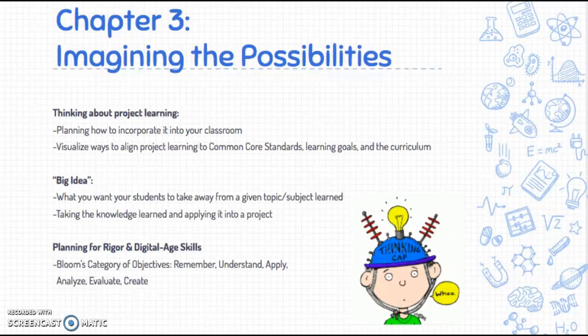Chapter 3, Imagining the Possibilities. In this chapter, it's mainly about breaking away from the traditional curriculum, which is mainly scripted or aligned through the use of a textbook, and the content is normally pre-selected. This section helps with thinking and planning how to incorporate project-based learning into the classroom, and also helps you visualize ways to align project learning to tie it into Common Core standards, learning goals, and the curriculum.